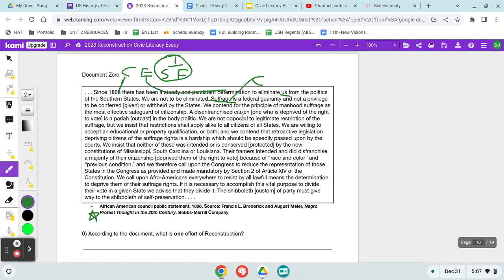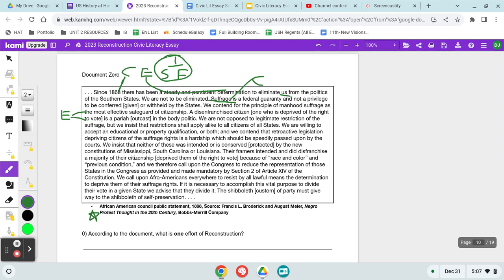"We contend for the principle of manhood suffrage as the most effective safeguard of citizenship." Man, if I was talking about African American efforts, I would be writing about this one here, right? It's definitely an effort. They want to be able to vote. And it says, "A disenfranchised citizen is a pariah in the body politic," right? So this is like the motivation. If I was describing why African Americans feel like they need to vote?